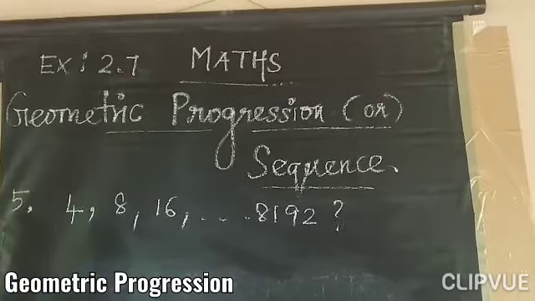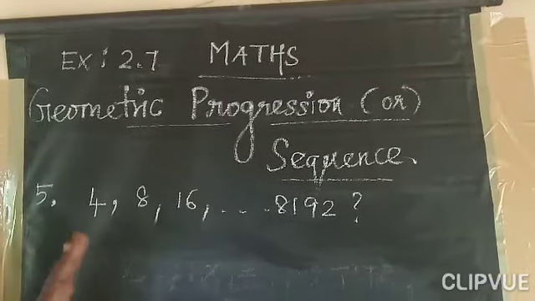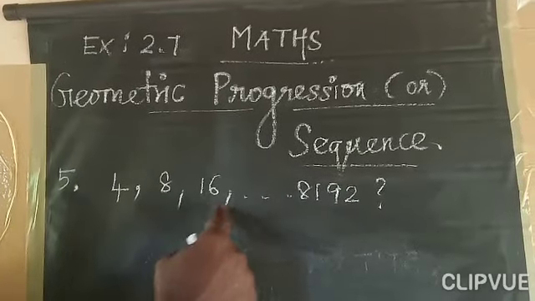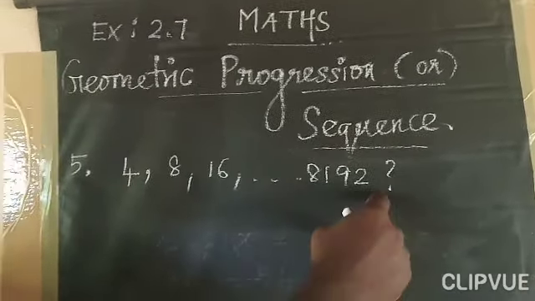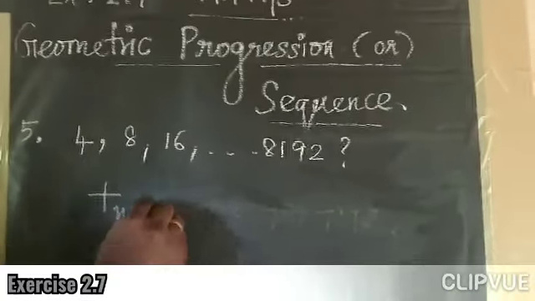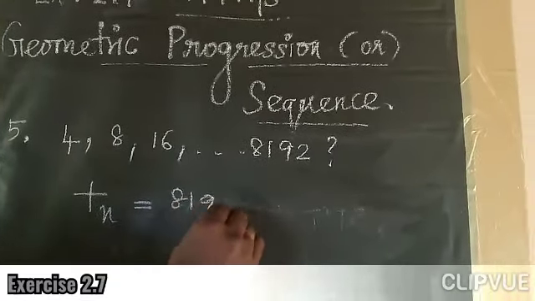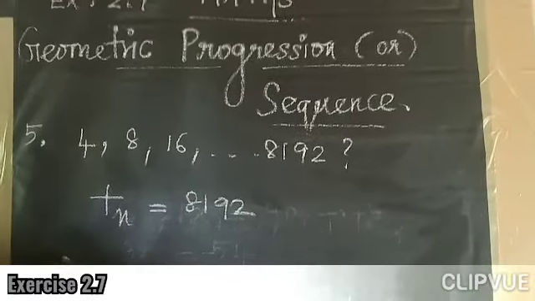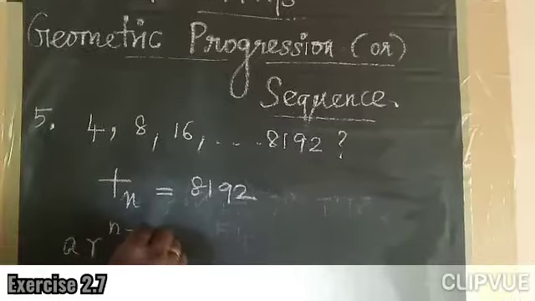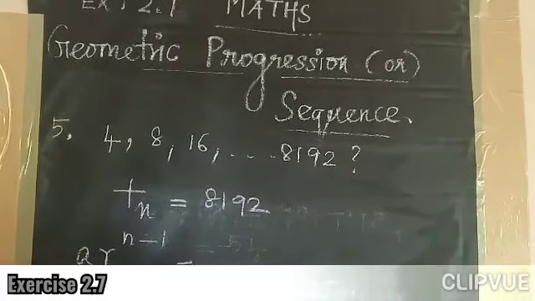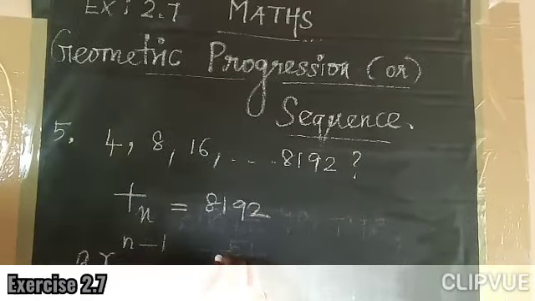Exercise number 2.7, question number 5. Now we are going to find how many terms are in the given GP. The GP is 4, 8, 16, and so on, up to 8192. This is the nth term of the GP. Tn is equal to 8192. We know the Tn formula, that is a r power n minus 1. Tn is equal to a r power n minus 1, which is equal to 8192.